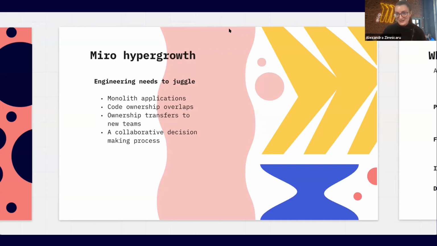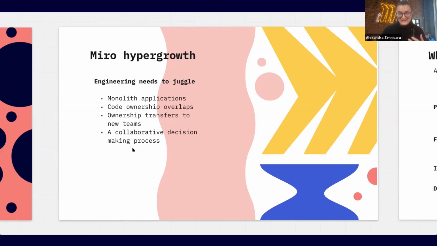Also, because of the way our verticals work, we can have, for instance, an enterprise team making changes to, say, the board sharing model, while the overall model is owned by the activation team. At the same time, we do a lot of ownership transfers to new teams because many new teams are created to take over responsibilities of existing teams for more in-depth focus. In such cases, we share ownership at least for a while to ensure a good transition. So in practice, all this means that we need to maintain a cross-team and very collaborative decision-making process.